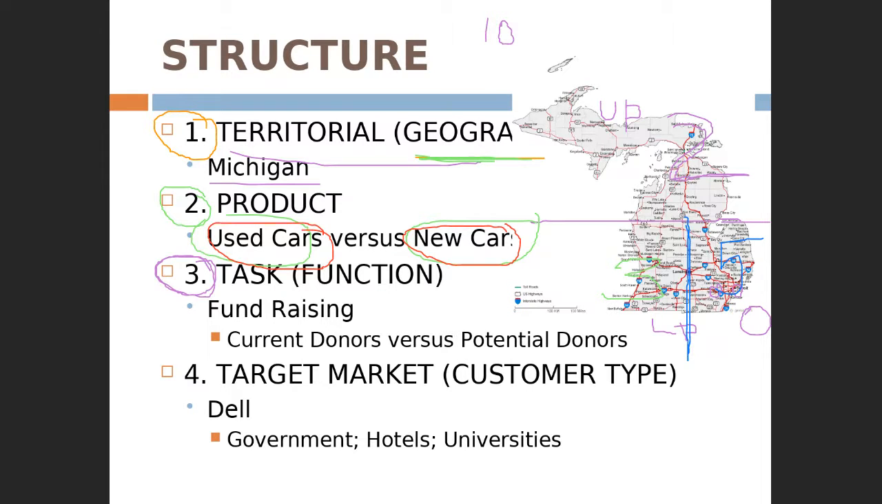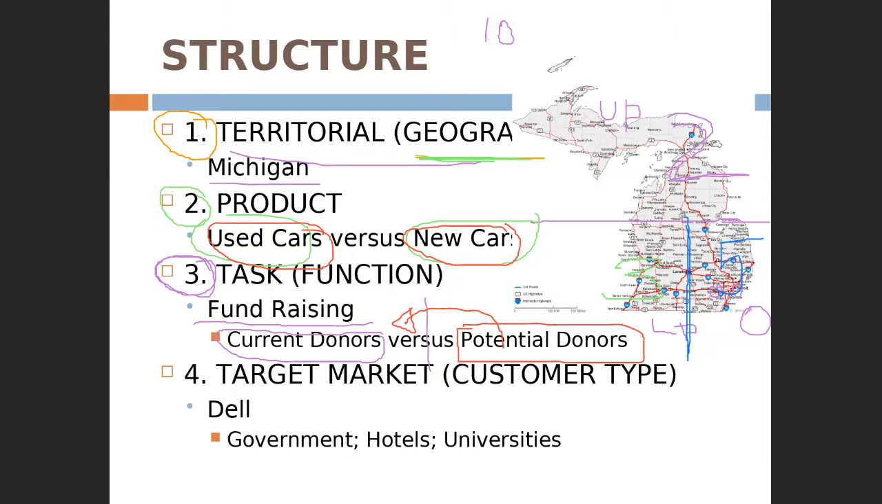Task or function. Universities try to raise a lot of funds. Political campaigns try to raise a lot of funds. So the fundraiser might divide the individuals that are going to call the potential donors into two groups. One group will focus on the current donors, who have already been donating for the longest time. And then you have another crack team of salespeople that will focus on the potential donors and convert them into current donors. Those are the two groups based on task or function.